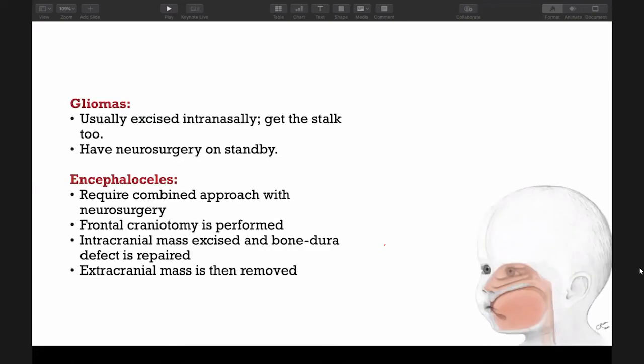For the glioma, it is usually excised intranasally, getting the sac through. We should have neurosurgery on standby. For the encephalocele, it requires a combined approach. The intracranial mass is excised and the bony dural defect should be repaired, and the extracranial mass is then removed by ENT.